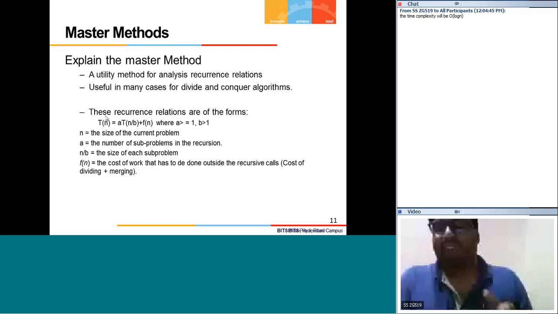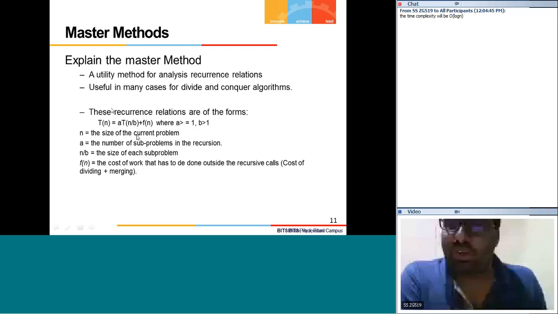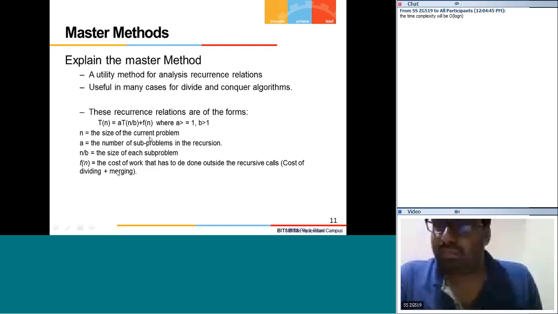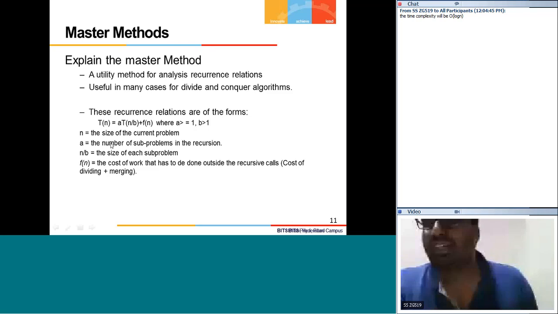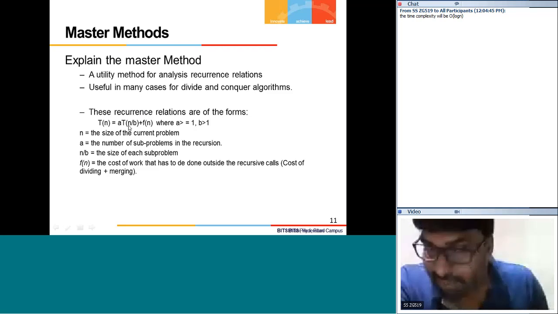Whenever you find a recursion equation in this particular format, you can directly implement the master theorem. Let's see, what is n? It is none other than the current size of the problem. a is the number of subproblems in the recursion, and n by b is the size of each subproblem.